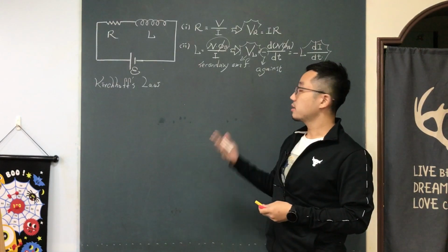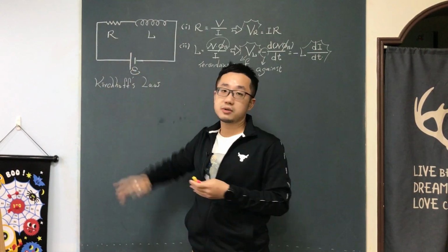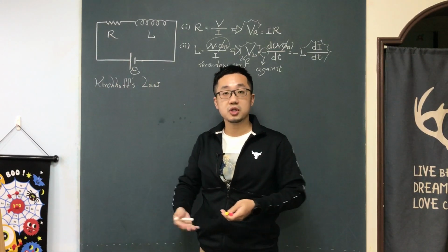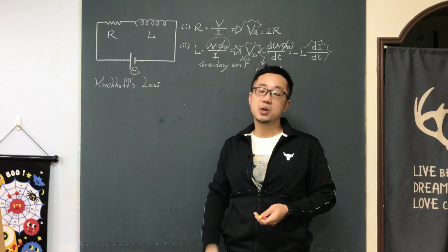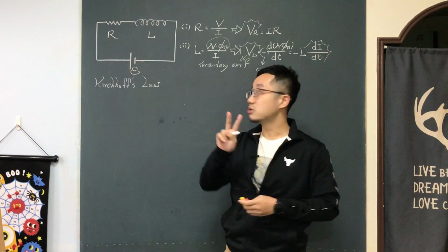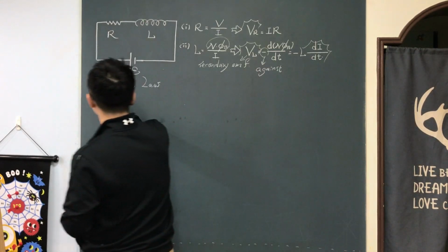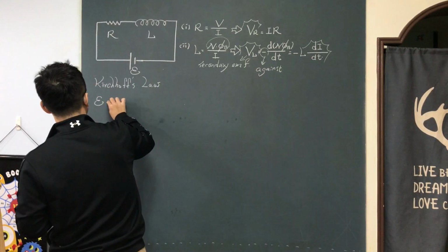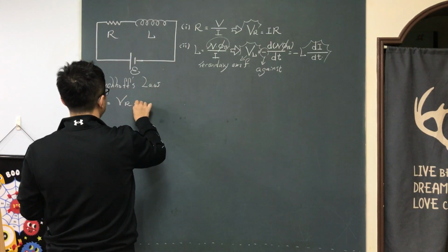So what is Kirchhoff's law? Kirchhoff's law tells us that the potential difference across the terminals of the battery is equal to the sum of all the potential differences from each component. And now we have two components. One is your resistor and the other is your inductor. So the epsilon, the voltage across your battery, is equal to V R plus V L.